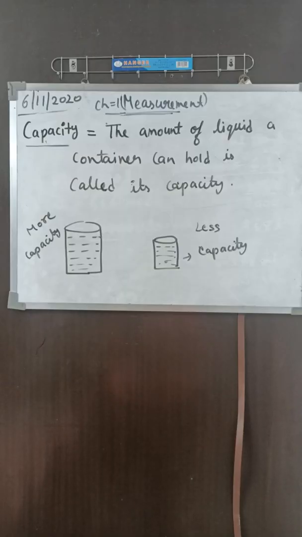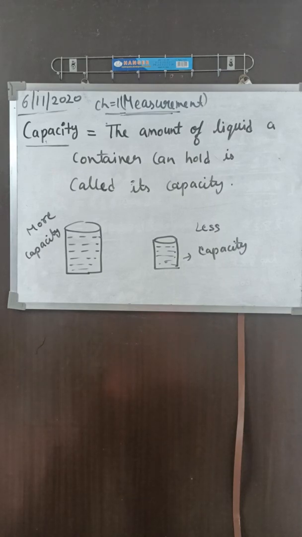So I hope you really enjoyed this video. Now, what is the meaning of capacity? So, capacity is the amount of liquid a container can hold. So you can say capacity is the maximum amount of any substance or liquid a container can hold. And we can compare capacities of different containers also.